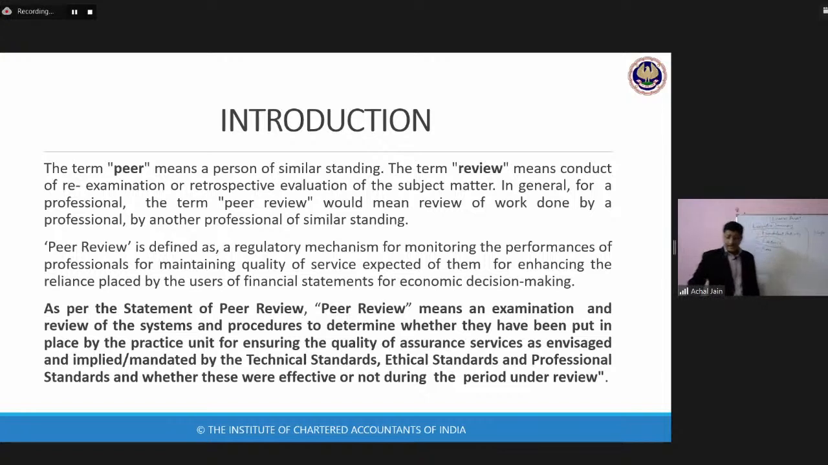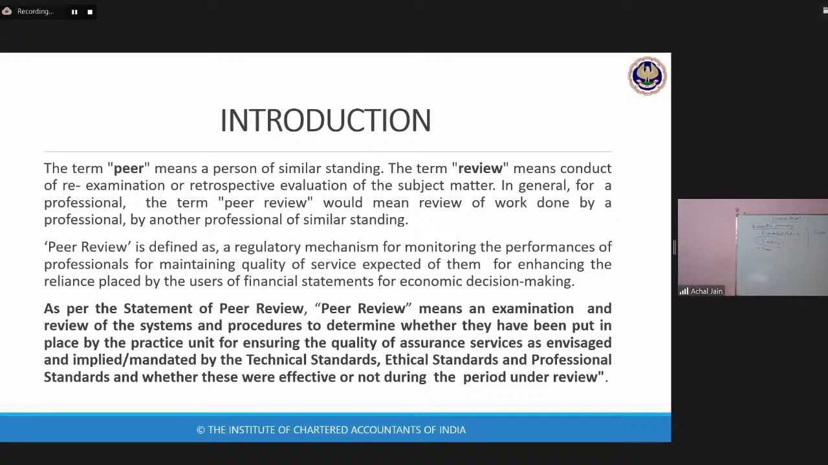Our peers will be like, say for example, if you are currently preparing for your exams, all of your friends who are preparing for the exams, they are nothing but your peers. If we are working in an organization and within a particular role or the structure of the organization, all of the employees will be considered as peers. So this is called a peer group, a person of a similar standing, of the same level.